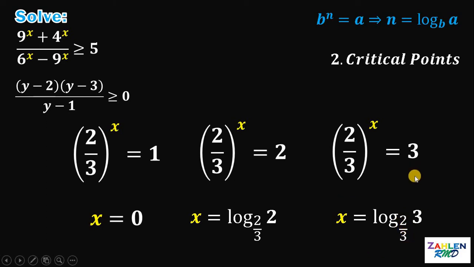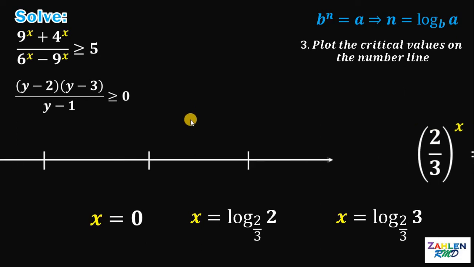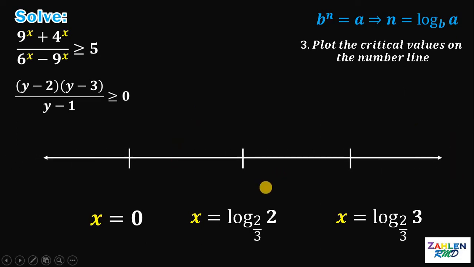Now we're done in step number 2. Those three values are what we call the critical points or the critical values. Now let's have the third step. For the third step, we need to plot the critical values on the number line, breaking the number line into intervals. So we have a number line. We need to put these critical values in order from smallest to highest.